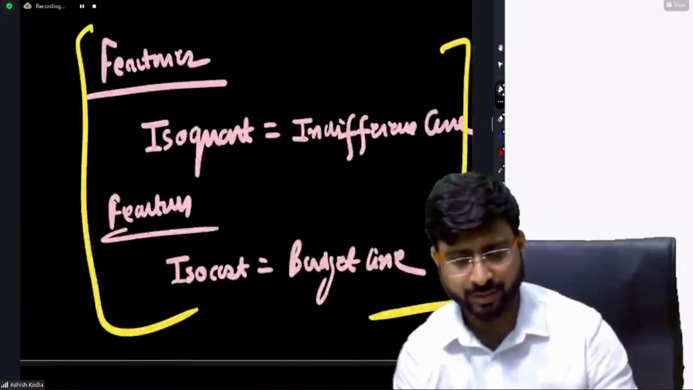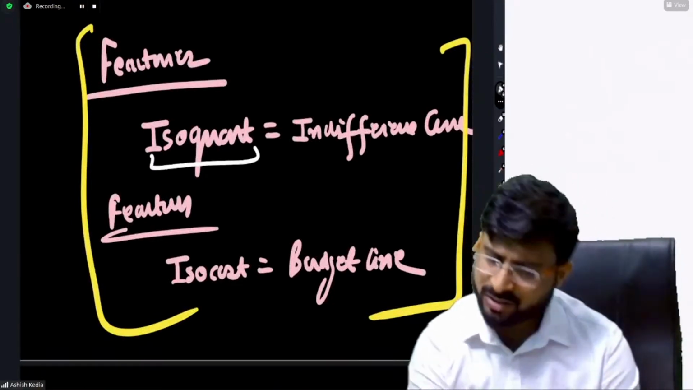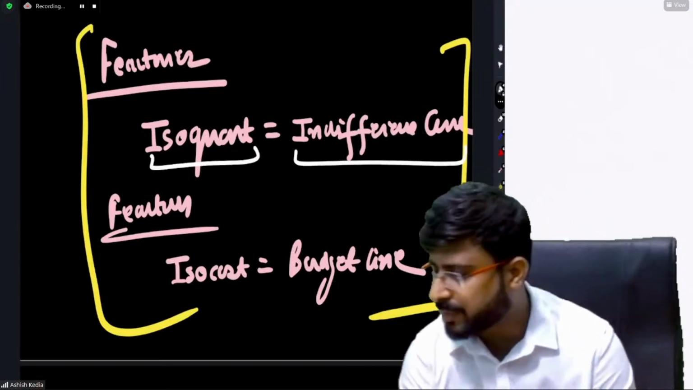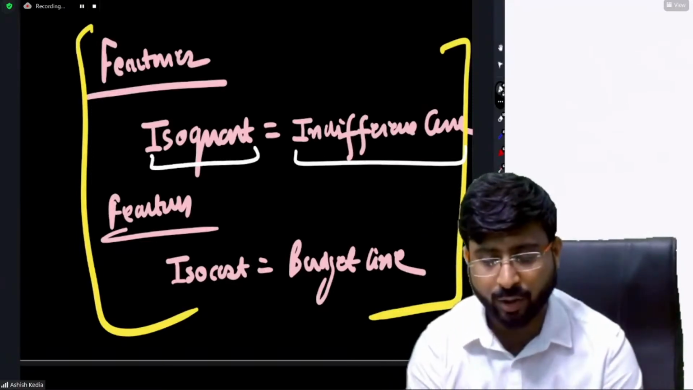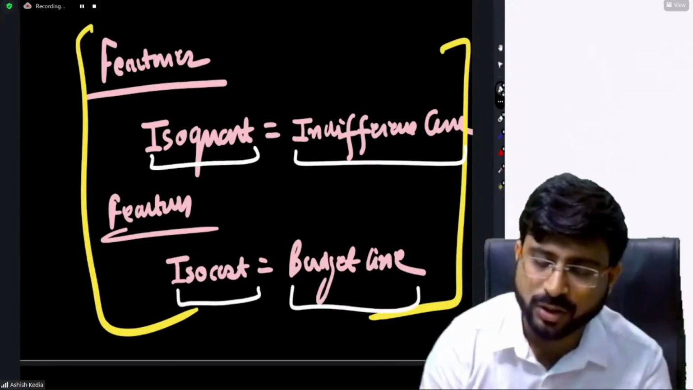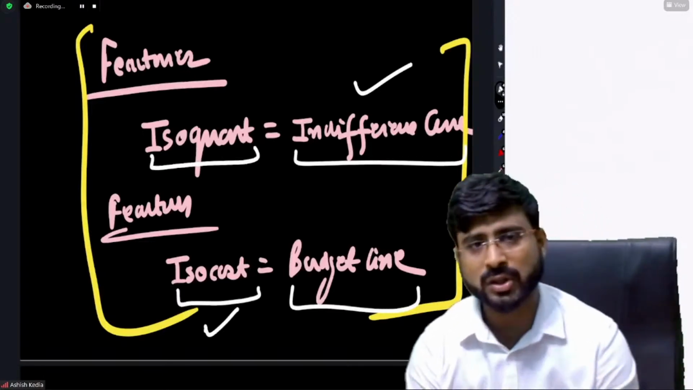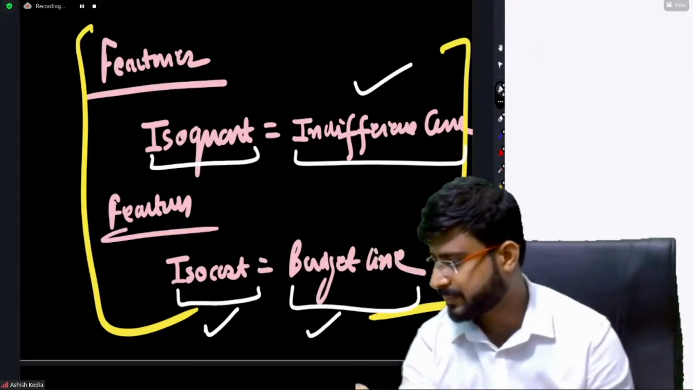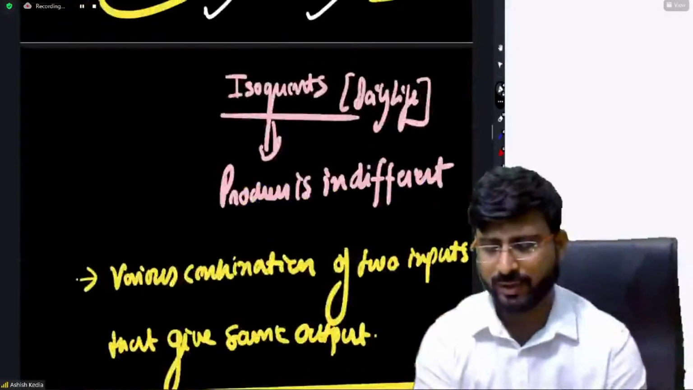Okay. Now, friends, I will tell you the features of isoquant are the same as the features of the indifference curve. Please note it down. Your hard work will become half. The same indifference curve that was for consumers is the isoquant for producers. The same budget line that was for consumers is the isocost for producers. Correct.